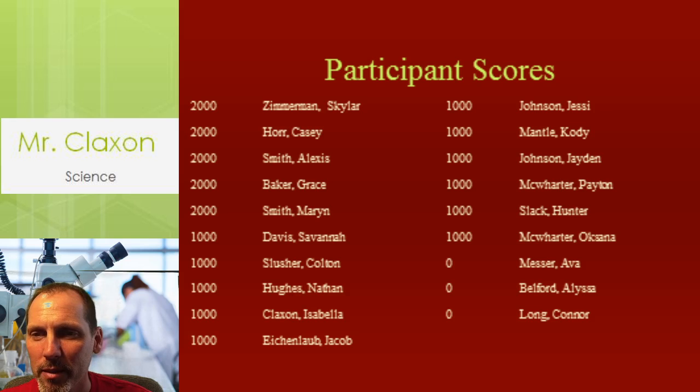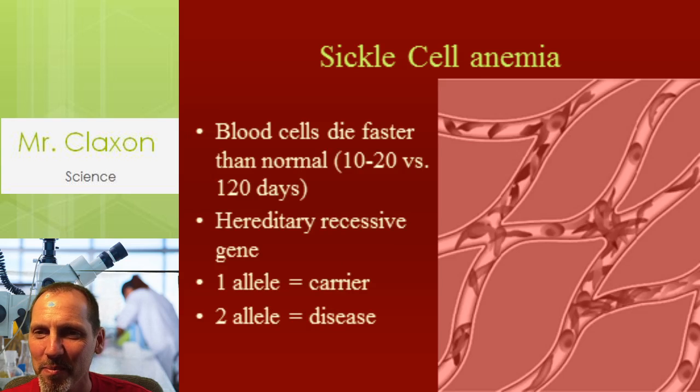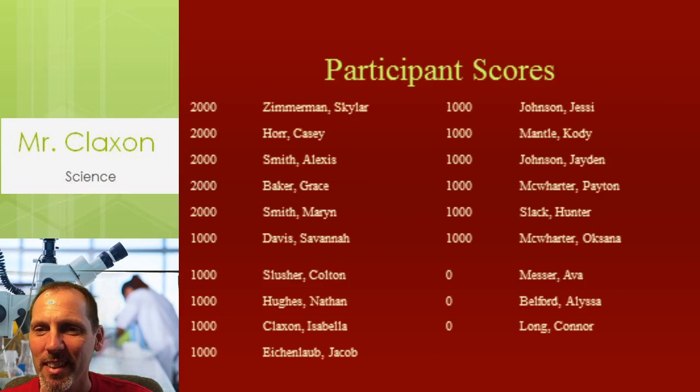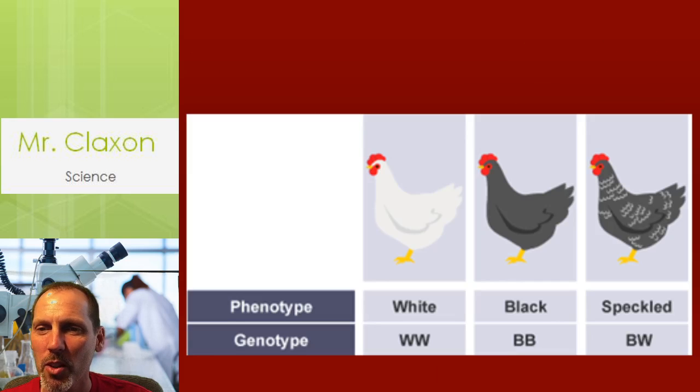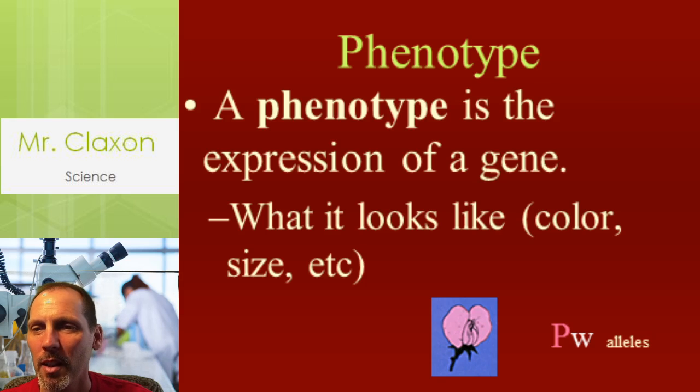Sorry for Ava, Alyssa, and Connor. Computer thinks you missed that. So it's kind of interesting. All right, just to show you, in this example, if you have only one recessive allele, it gets covered up by the dominant. You have to have both whites to get a white flower, and that was the answer to that question.